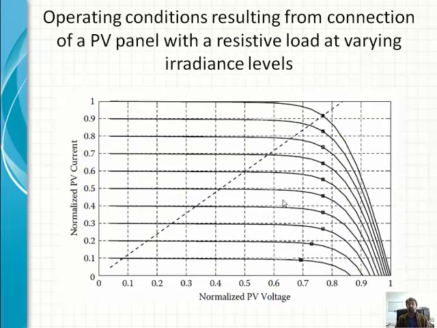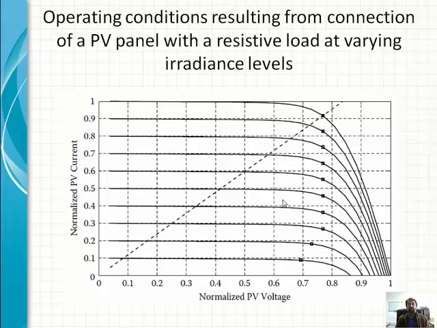Here is a graph of a normalized current versus voltage plot. In this case what we are doing is connecting, for example, a resistive load directly to our photovoltaic panel, and as a result of this we find that the operating point will be determined by the straight dotted line. So for example, for a particular value of, let's say, 0.2 volts, the current would be 0.25 ampere, of course normalized values, and it follows a straight line because of Ohm's law.